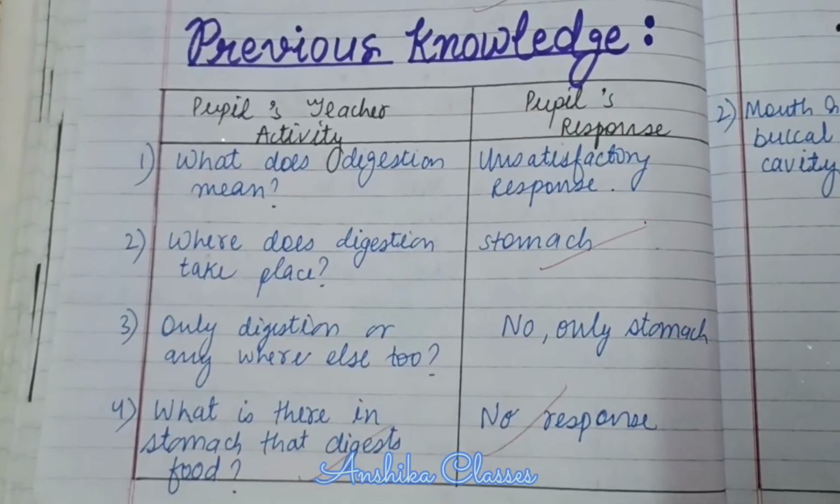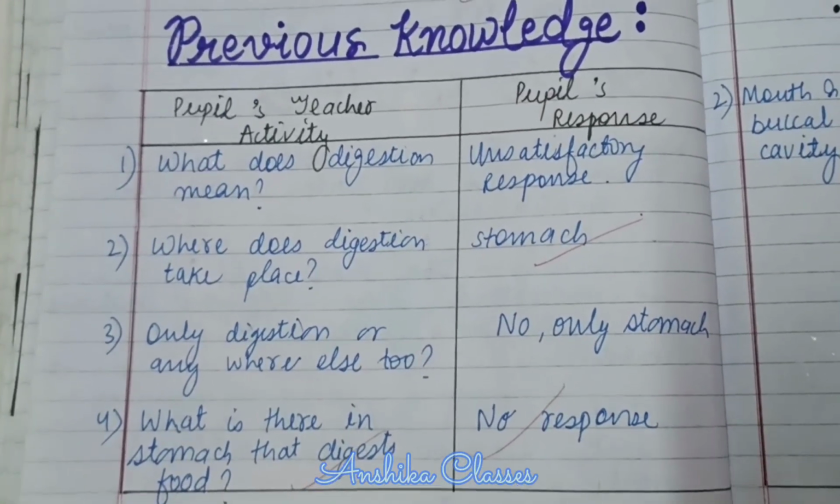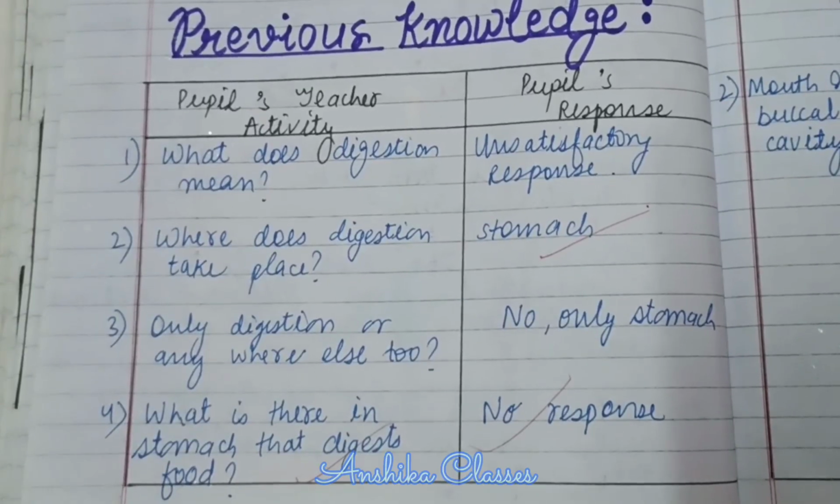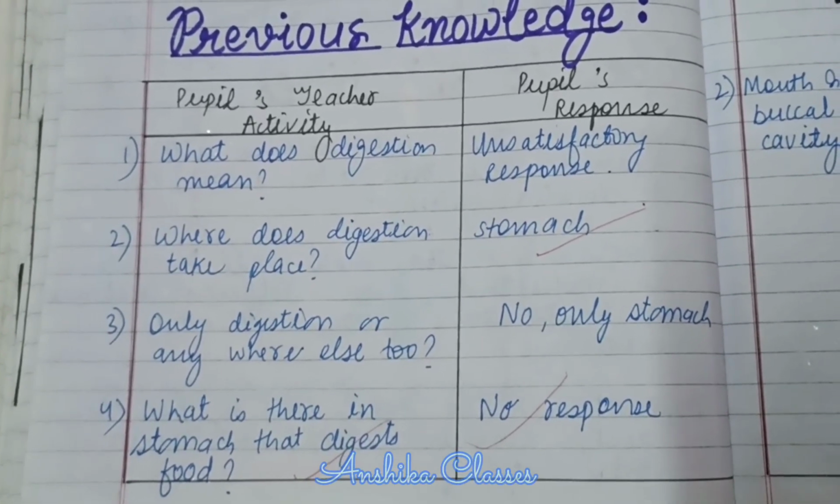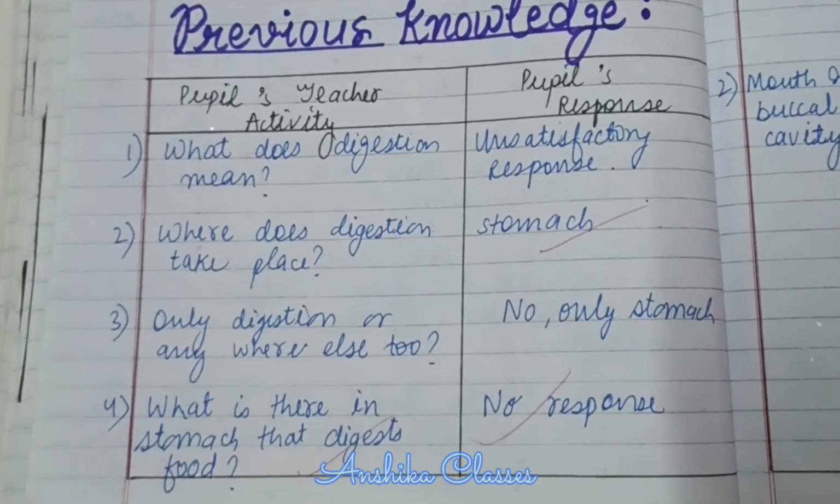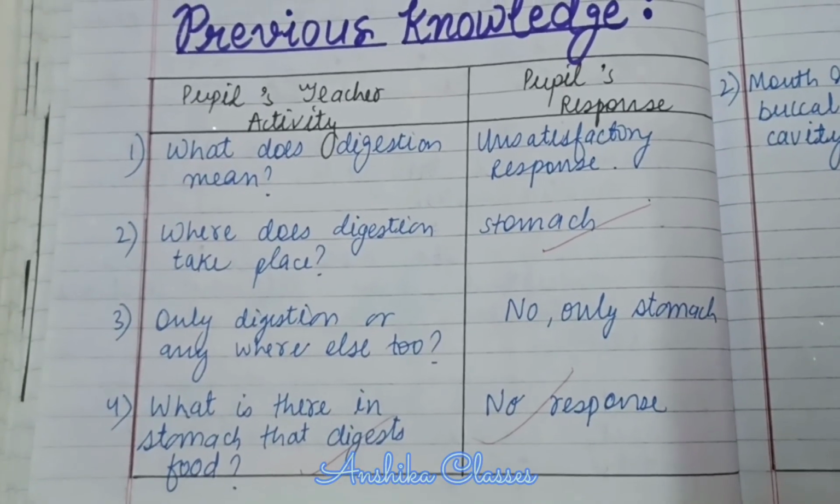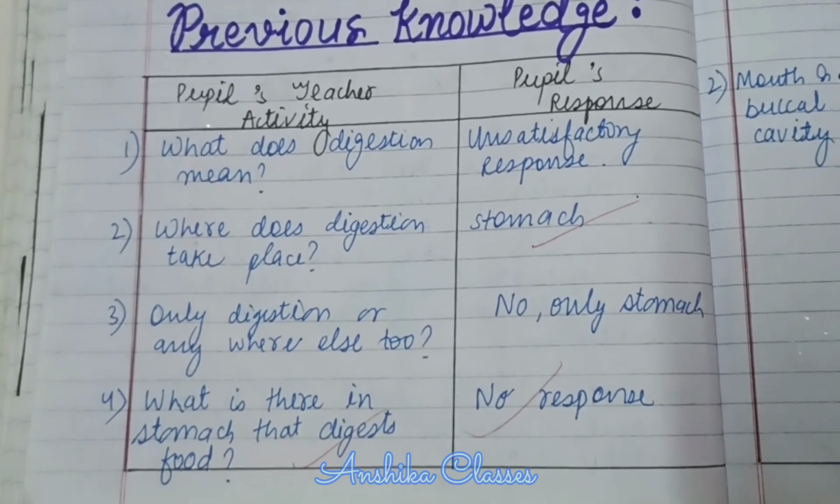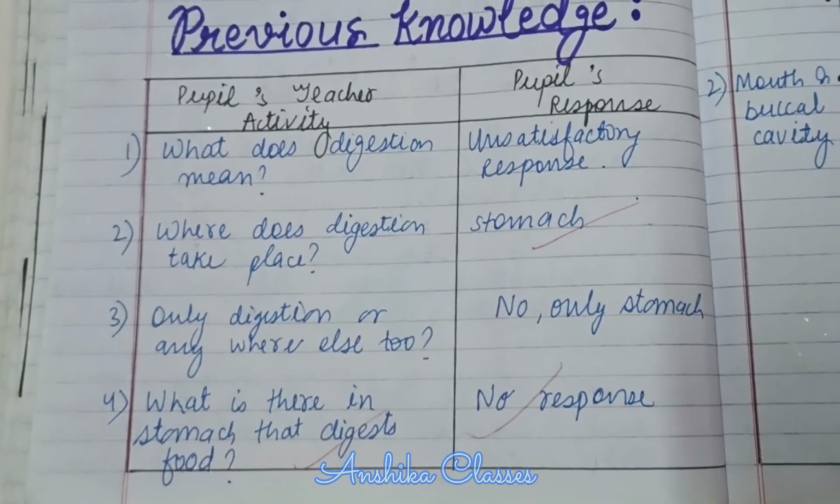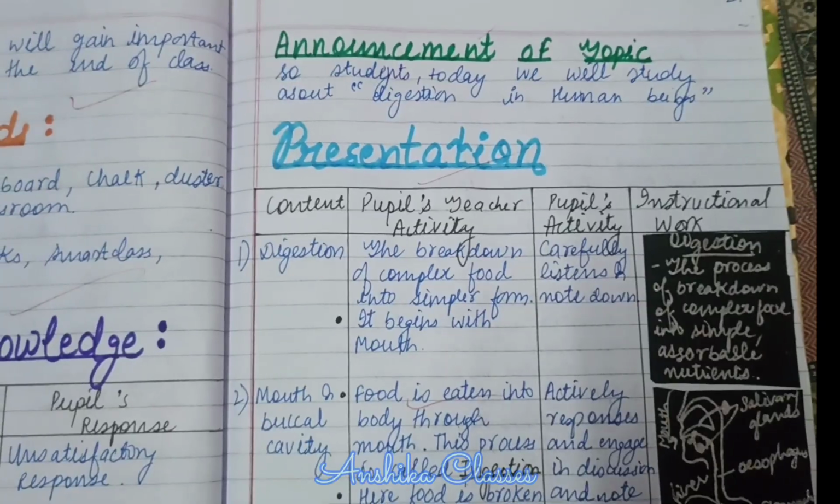Previous knowledge testing. The questions are: what does digestion mean? Unsatisfactory response. Where does digestion take place? Stomach. Does digestion take place only in stomach or anywhere else too? No, only stomach. What is there in stomach that digests food? No response. Announcement of topic.